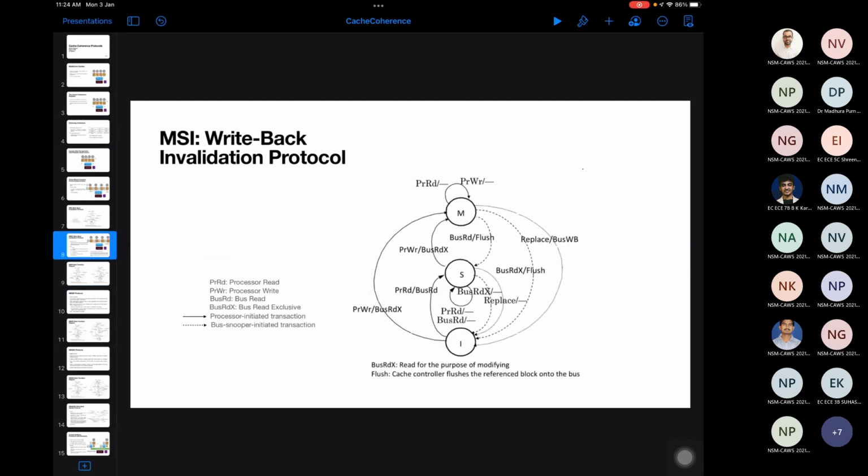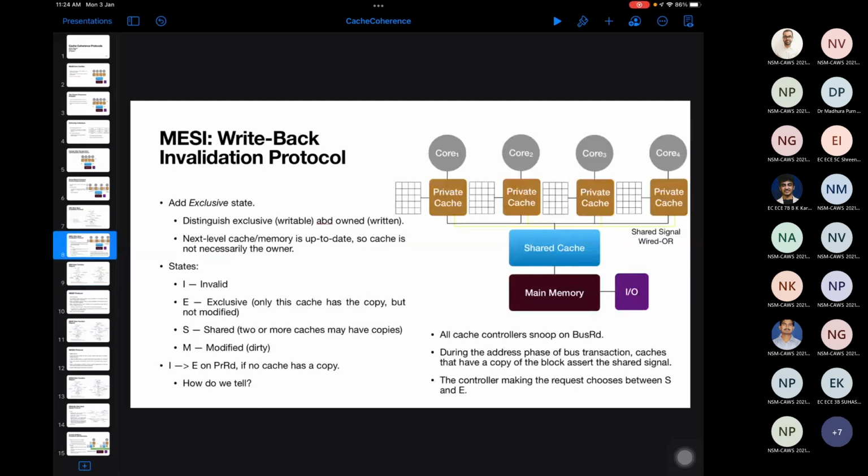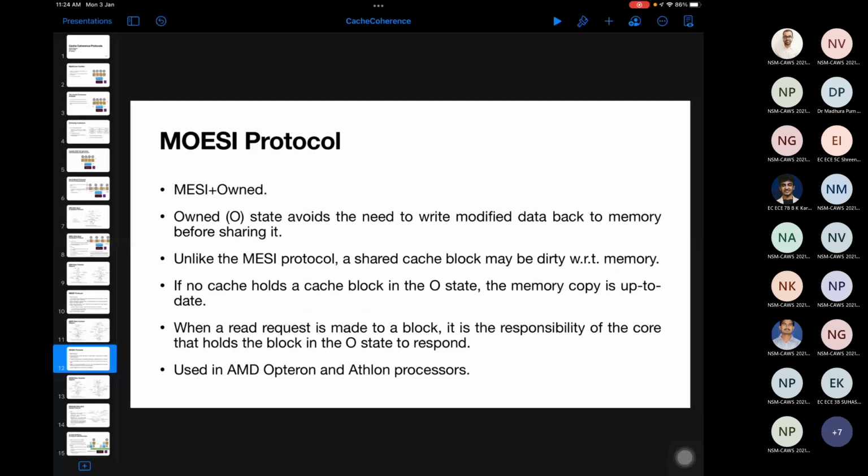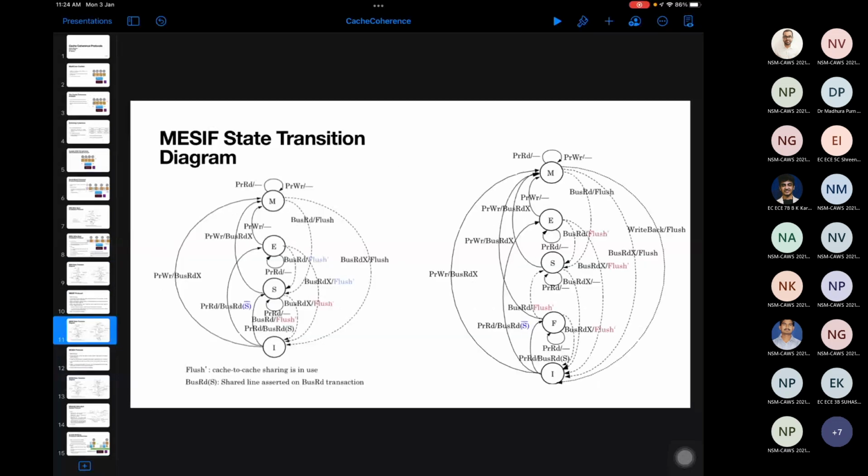If you see here in MSI, in the shared state, 2 or more caches have the copy and it is the same as the lower level cache. That means when core 2 is sending the data to core 1 by using the flush command, data is placed on the bus, and the LLC, or the lower level cache, is also going to update its copy.